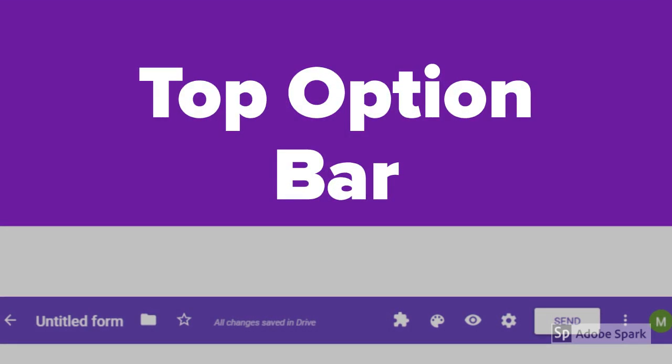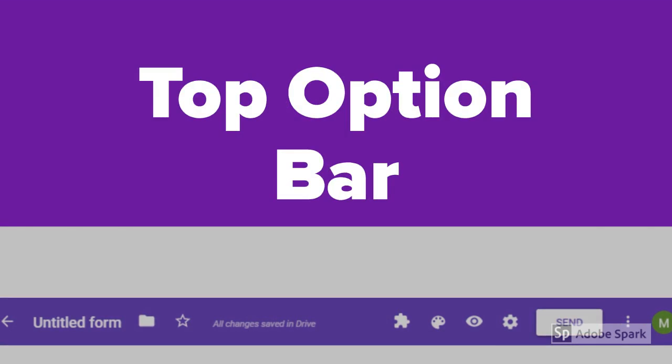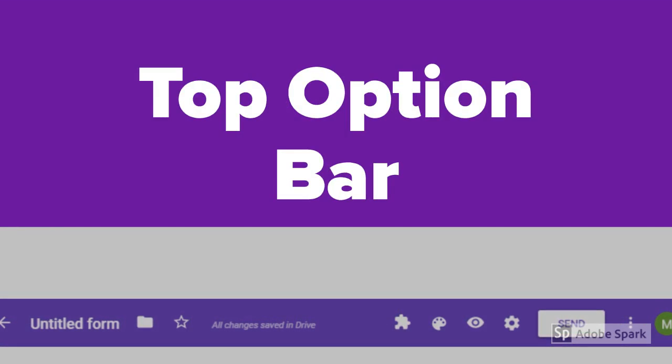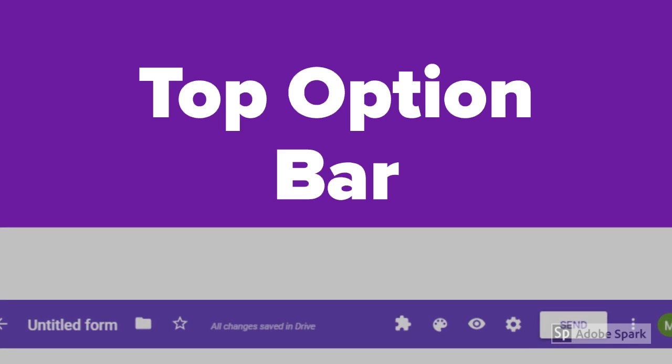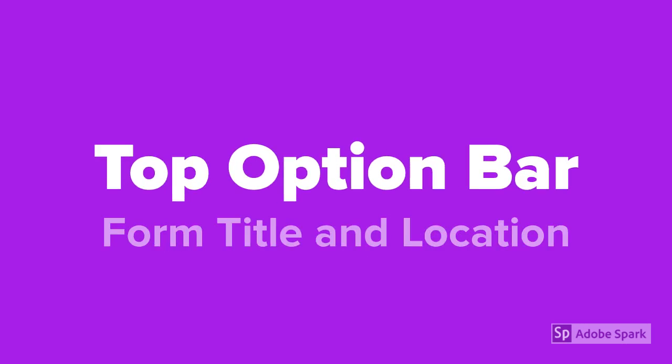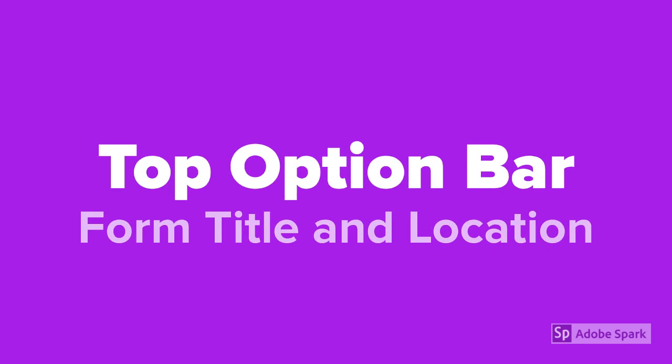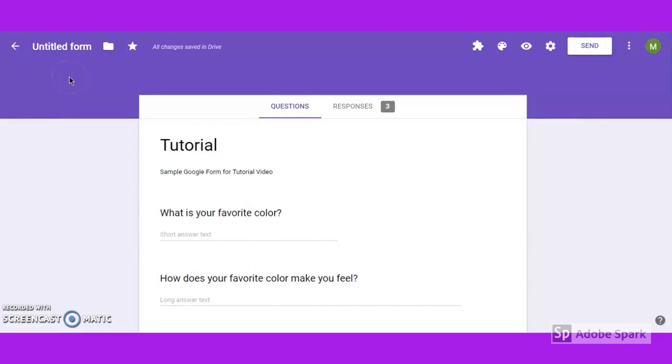Now that we know how to make a form, let's explore options that apply to the entire form. First, let's look at how to alter the form title and its location in your Google Drive. At the very top, where it says Untitled Form, we can rename this form. Usually, the Untitled Form field here reflects what we have titled our form. So let's change that now.